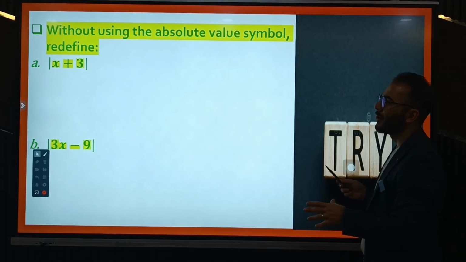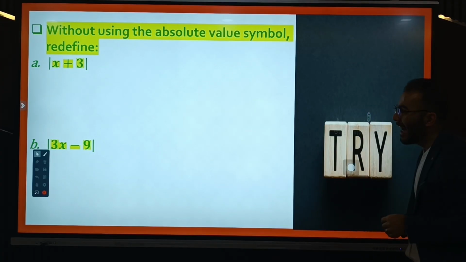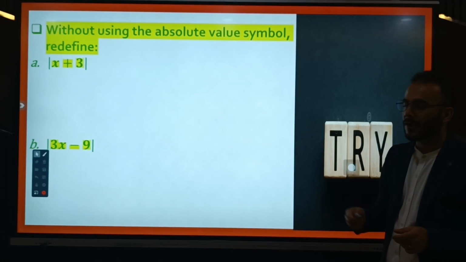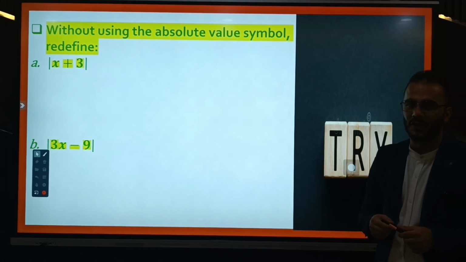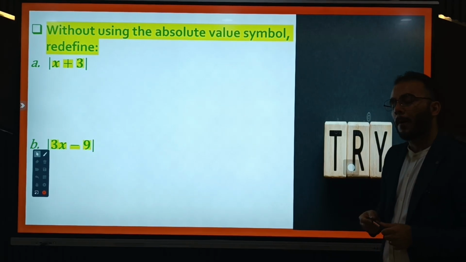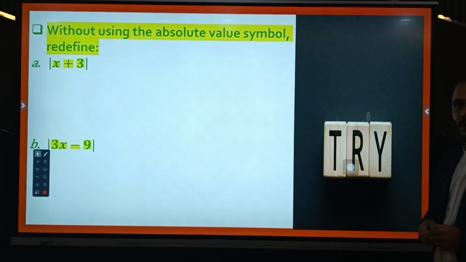We have got 2 examples here. I want you to stop the video and try yourself, test yourself, whether you got it or not. Solve these 2 questions. In case you get stuck, try to share your problem, your question, in the comments.